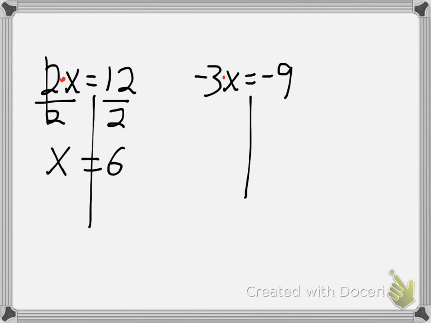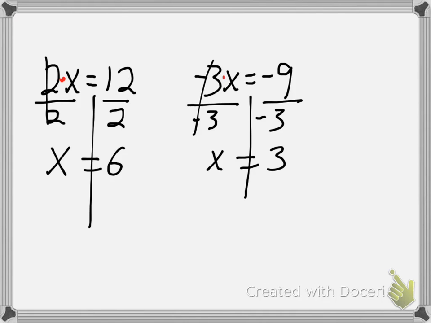Alright, even if it's a negative number in front of x, you're still going to do the same kind of thing. So to solve for x, I have to get rid of times negative 3. So to get rid of times negative 3, I have to divide by negative 3 to both sides. Those would cancel. And negative 9 divided by negative 3 is a positive 3, because negative divided by negative is a positive.